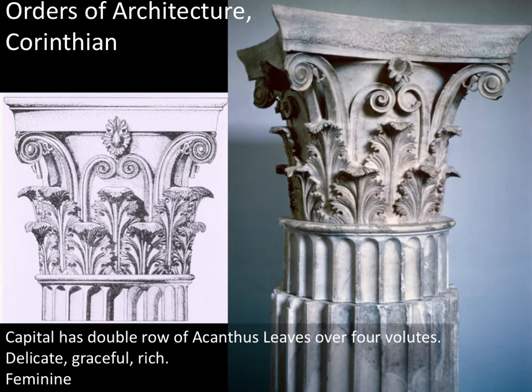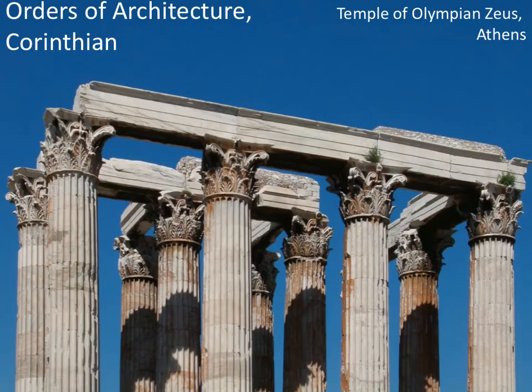And the third order in ancient Greece is the Corinthian order. This is obviously much more decorative, isn't it? It's much more complicated than either the Doric or the Ionic. In fact, it's got pieces of the Ionic in it. See, there's several volutes in there, those spirals, but then now it's surrounded by this double row of acanthus leaves. So it's very delicate, it's very rich and graceful and definitely feminine. And here in this portion of the Temple of Olympian Zeus in Athens, you see these beautiful Corinthian columns.